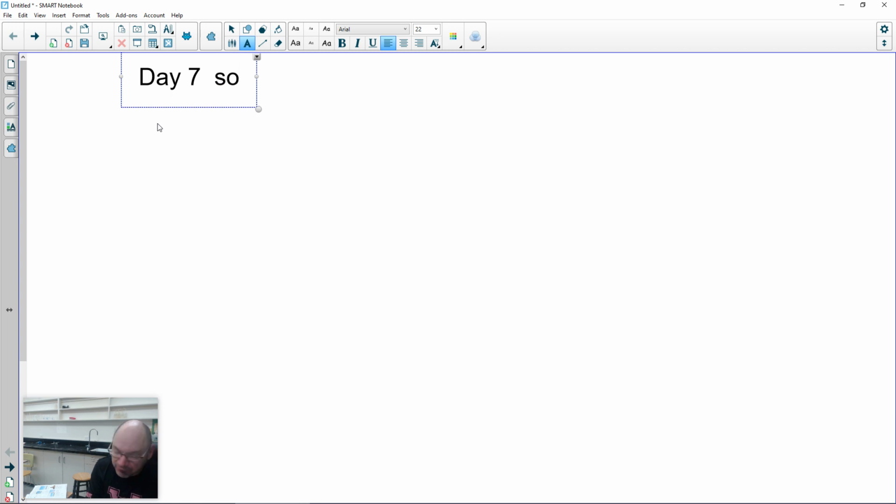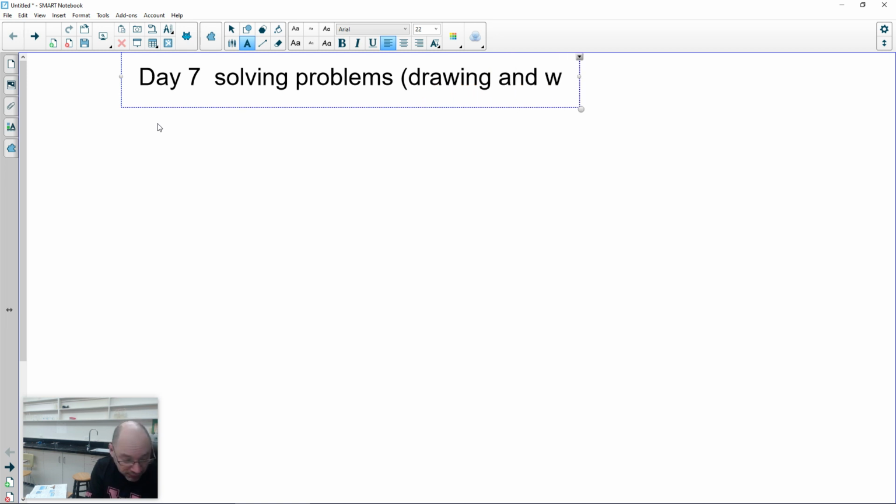And this is solving problems. Okay, and that'll be both drawings and word problems. I think we'll probably break it into 2 parts because it can be complex area because there's more than one right triangle.